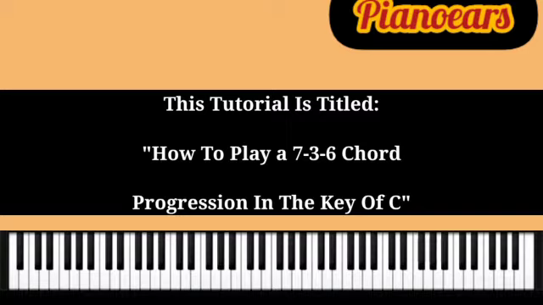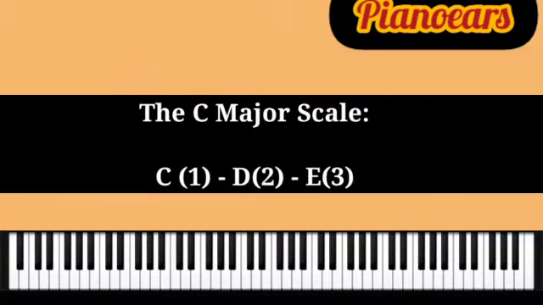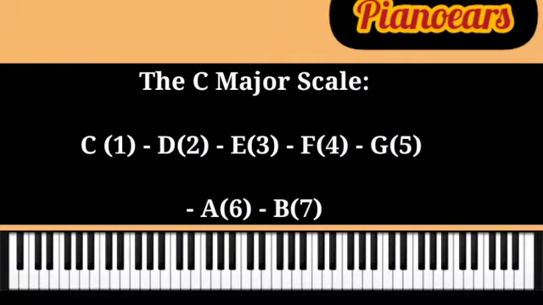So basically, what I'll be teaching you on chords today is the 7-3-6 chord progression, and we'll be doing it in the key of C. So the first thing is to learn the number system in the key of C. This is the same thing as saying playing the major scale in the key of C, but we now assign numbers to the notes in the scale. So the first note in the key of C is C, which is the 1.